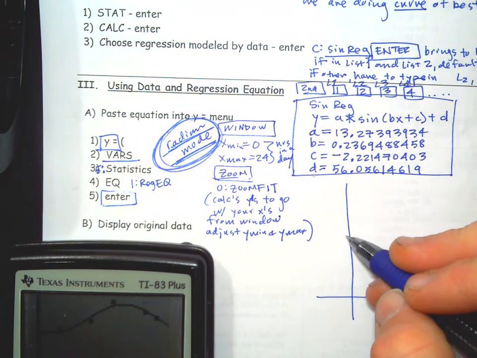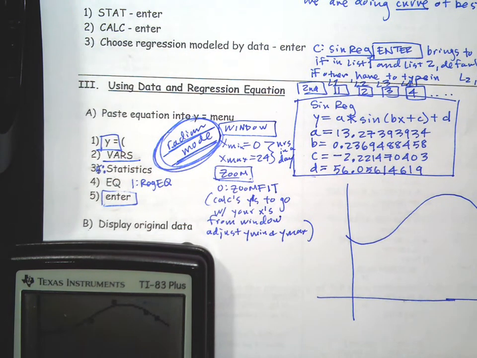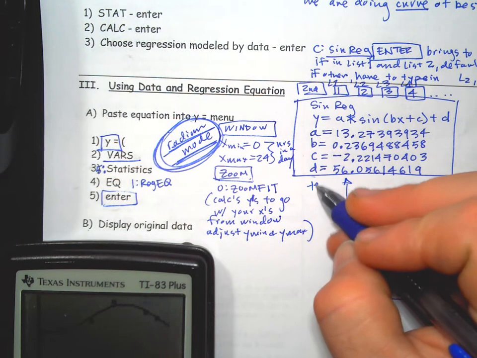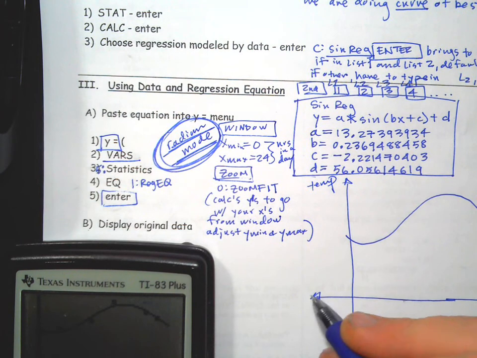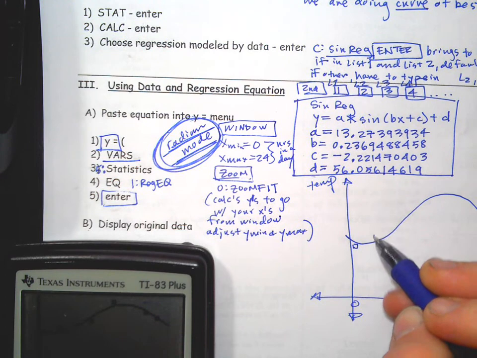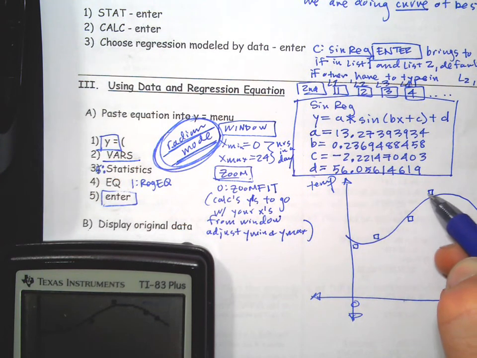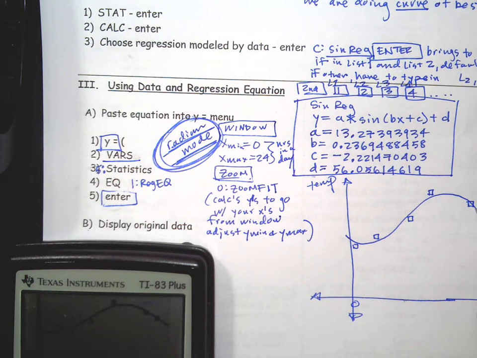And just a rough sketch. This is time. This is temperature. This is 24 hours. This is 0. Okay, we can even put the little square things here. We never need to do little squares again in my class. I just thought it was a cool thing to show you.